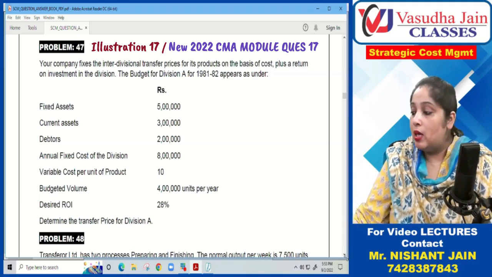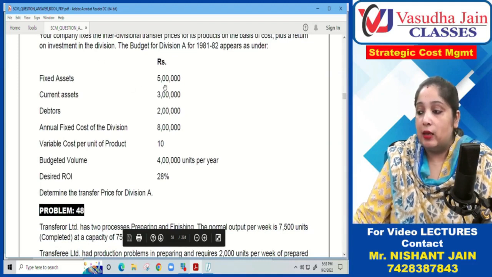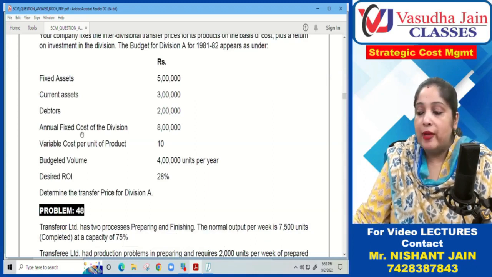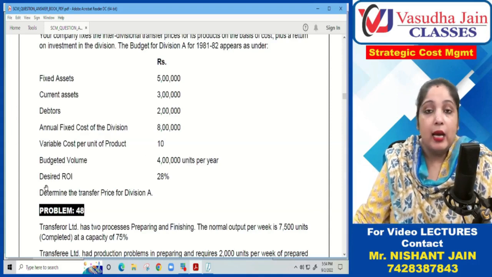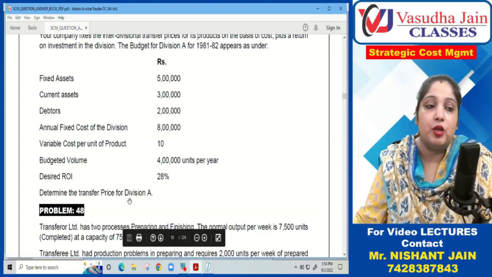What is the information given to us? Fixed assets 5 lakh, current assets 3 lakh, debtors 2 lakh. So the assets list is given to us. The annual fixed cost of the division is 8 lakh. Variable cost per unit is 10 rupees. Budgeted volume is 4 lakh units you are going to manufacture in a year. Desired return on investment, ROI, is 28% that the division wants to earn. Determine the transfer price for division A.